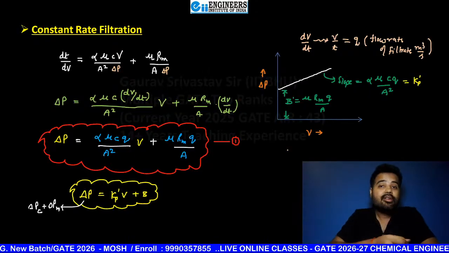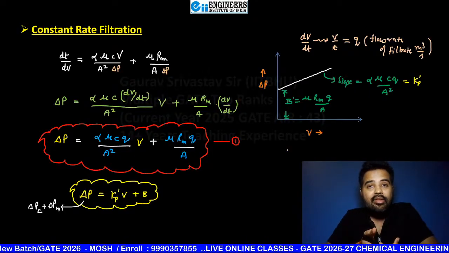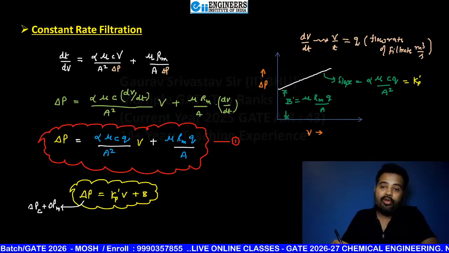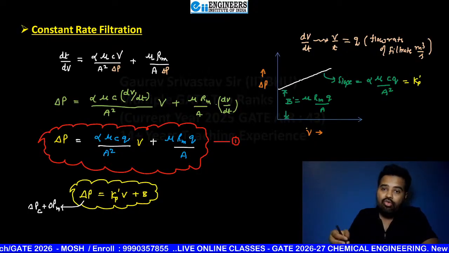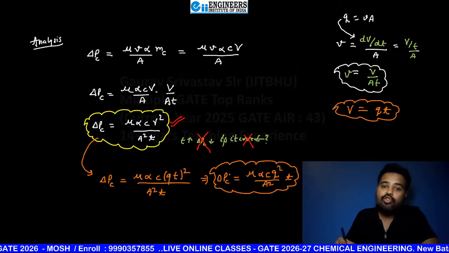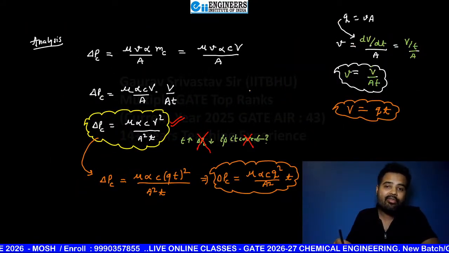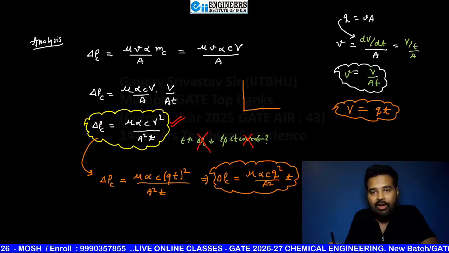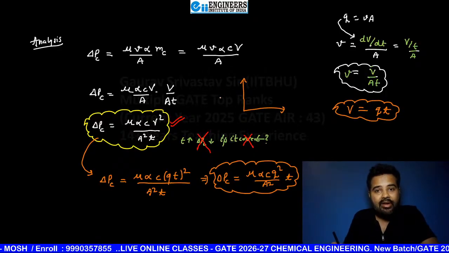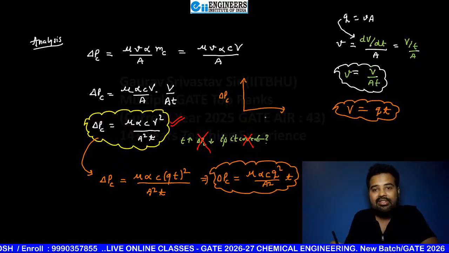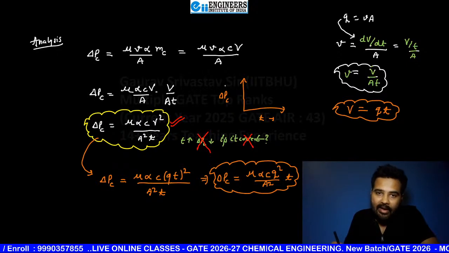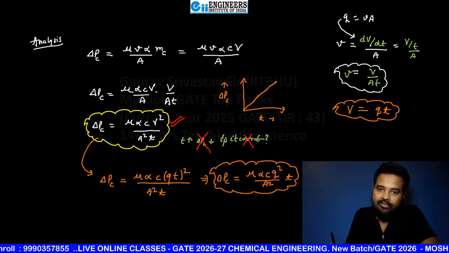The volume of filtrate is directly proportional to time. So here it is linear, so definitely here also it should be linear. See, again you are getting a linear graph. So you can plot a beautiful graph again, but this time delta Pc is on the y-axis, and here just t is present.